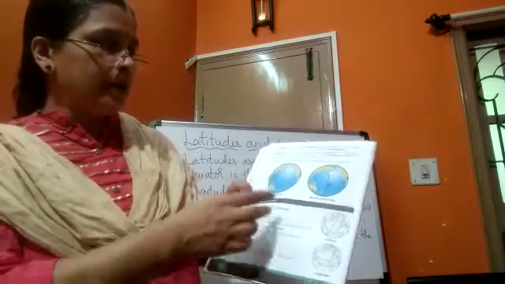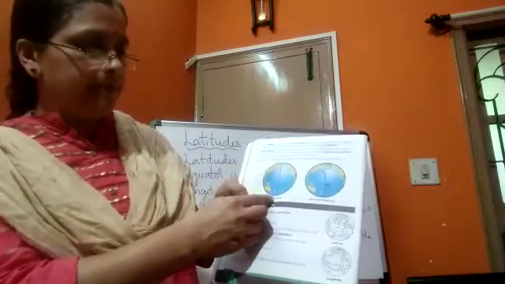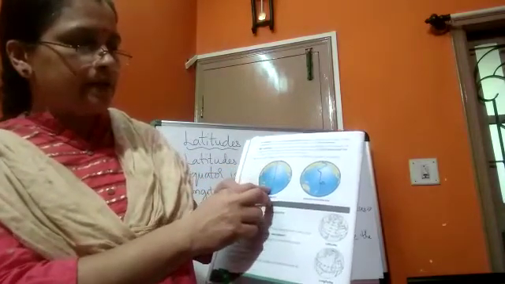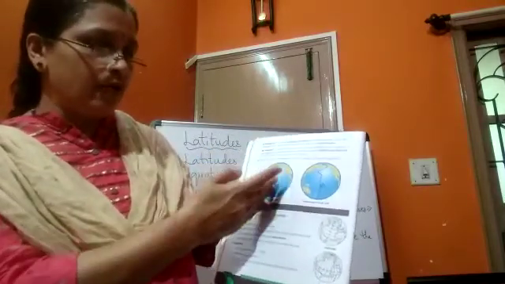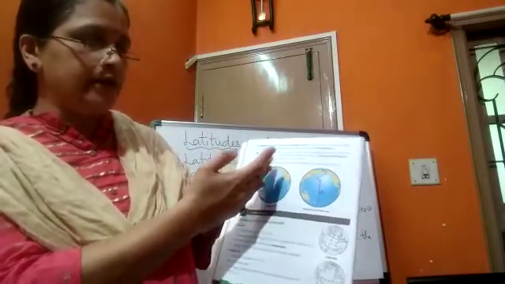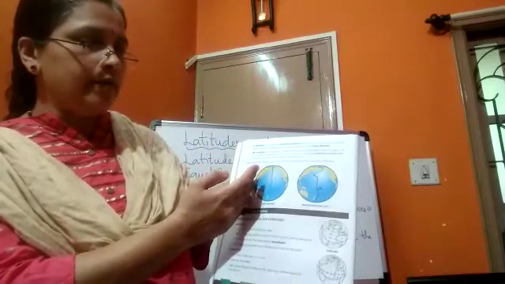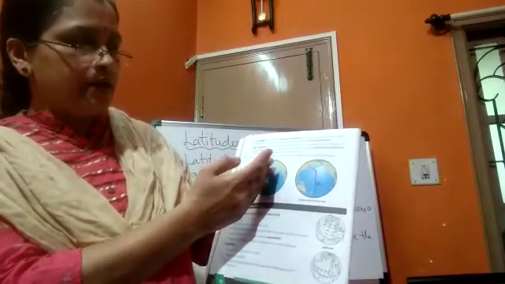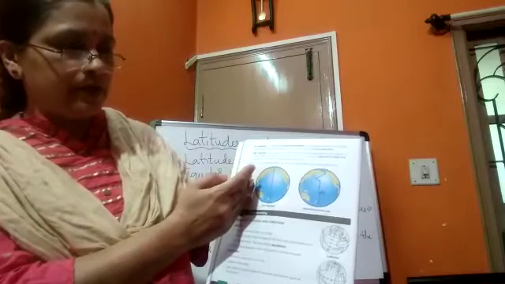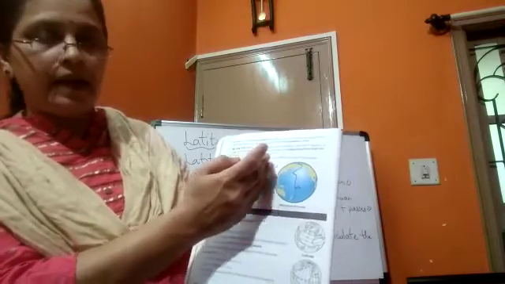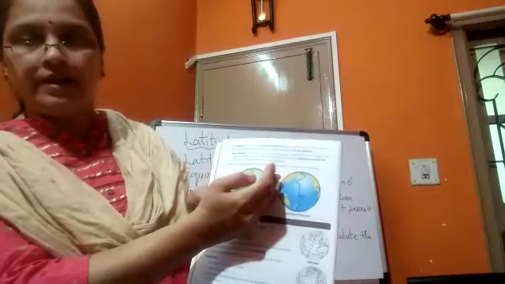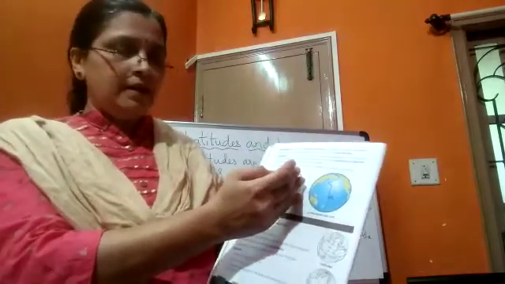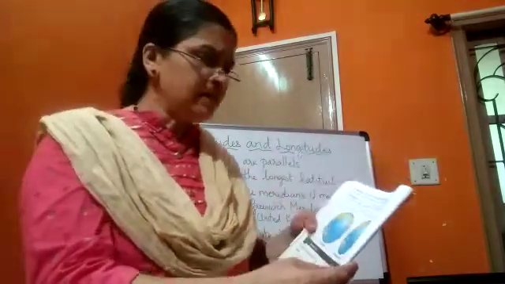Now we have the 0 degree meridian. The 0 degree meridian is called the Greenwich Meridian, and it is also called the prime meridian. And opposite to the 0 degree meridian we have the 180 degree meridian, with meridians to the west and to the east. Is it clear?